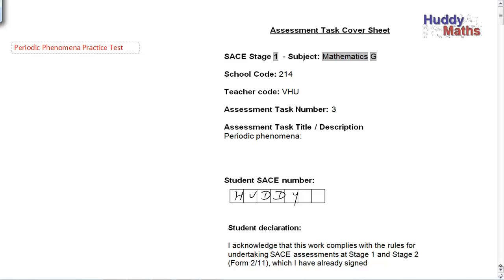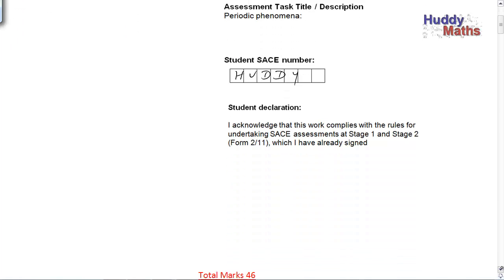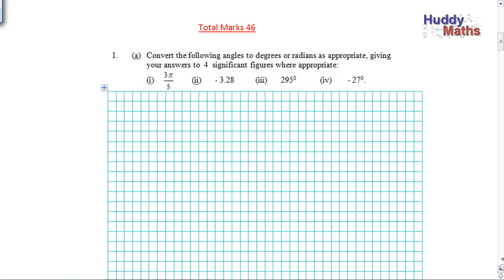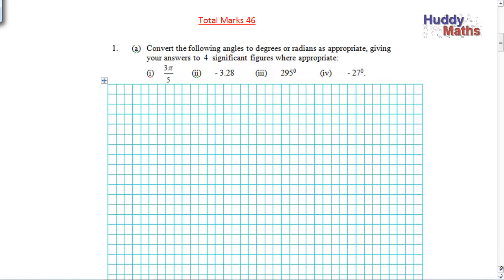So let's come down and have a look at the first question. What I want you to do is to pause the presentation and at your own pace do each question. But you'll get an idea. In SACE you have 1.2 minutes per mark. So this is a 46 mark test. It's going to take you, how's your maths? About 55 and a bit minutes.